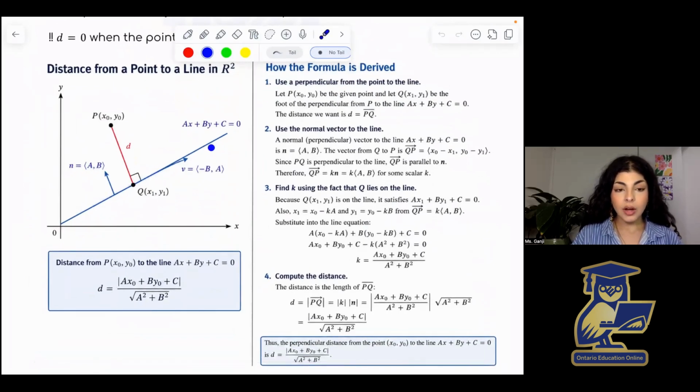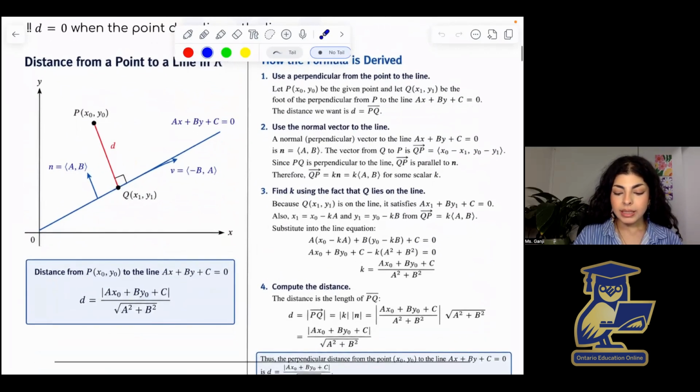So consider this as our diagram. So this is the line given by ax plus by plus c is equal to 0, and this is our given point. Now, first we consider a perpendicular line from the point to the line. So the shortest distance from point P to the line is the line that is directly perpendicular to the line. And when we find D, the distance, that's exactly what we're finding. We want to find that shortest distance. And so this distance is going to be the magnitude of PQ here. And PQ right now is just a line segment.